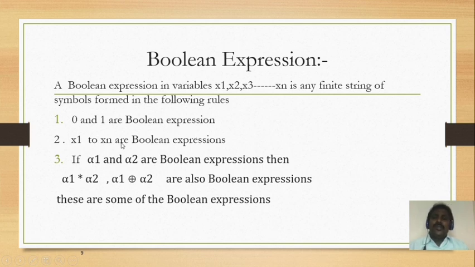Now x1 to xn are also called Boolean expressions. If alpha 1 and alpha 2 are Boolean expressions, then the two binary operations, alpha 1 star alpha 2 and alpha 1 exclusive alpha 2, are also Boolean expressions. So these are the definitions of a Boolean expression. It must satisfy these conditions to be called a Boolean expression.